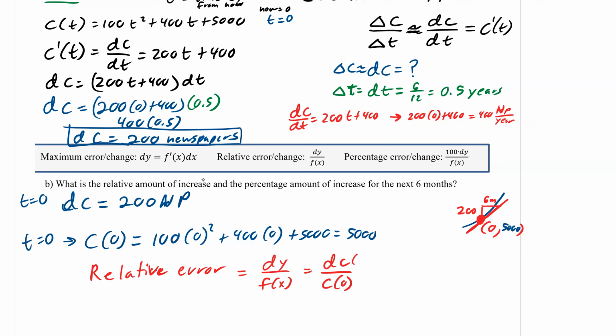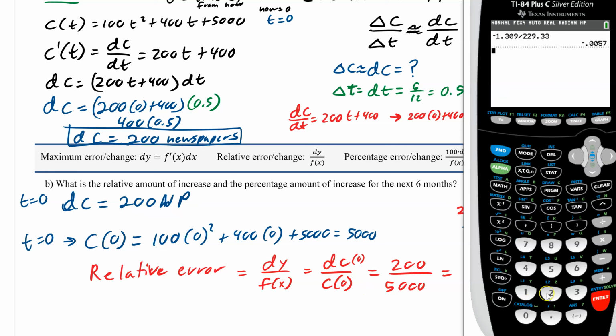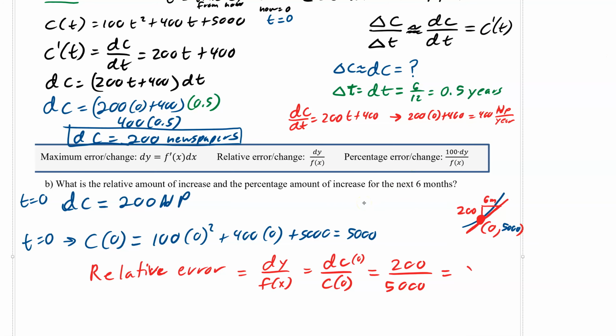We want to know what it is. Both of them, though, are going from 0. So our change is 200. Our actual newspapers is 5,000. So if we plug that in, it'll tell us our error. And it should make sense that they are making 5,000 newspapers, and they're expecting an increase of 200 over the next 6 months. So we want to find out what is that relative change. So 200 divided by 5,000, 0.04.